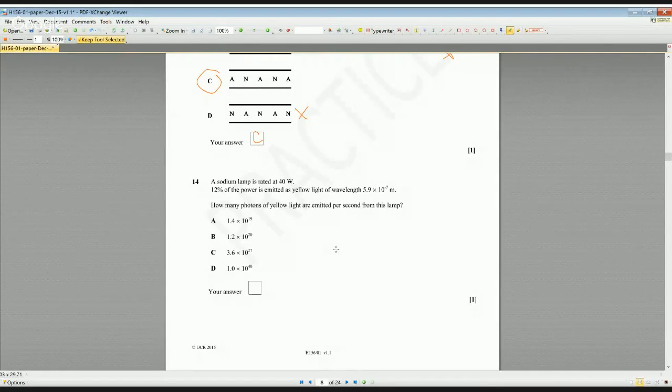Question 14, a sodium lamp is rated at 40 watts. 12% of the power is emitted as yellow light of wavelength 5.9 times 10 to the minus 7. How many photons of light are emitted per second? The first thing we need to do is work out how much energy each of these photons would have.